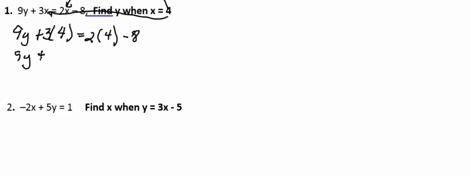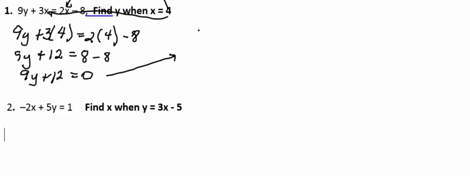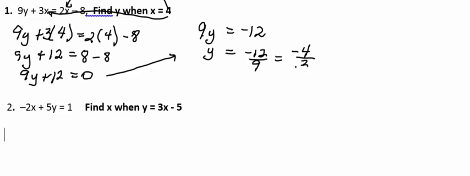9y plus 3 times 4 is 12, is equal to 2 times 4, which is 8, minus 8. So 9y plus 12 will be equal to 0. And if we continue on and get the y by itself, 9y is going to be equal to negative 12. And dividing by 9, it'll be negative 12 over 9. But remember, we always reduce our fractions, so both divisible by 3 makes it negative 4 over 3.